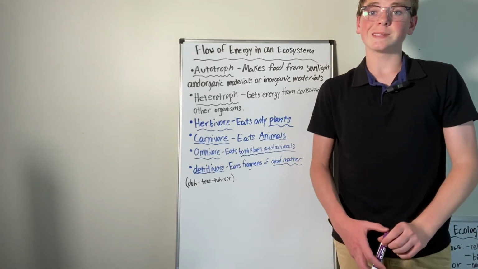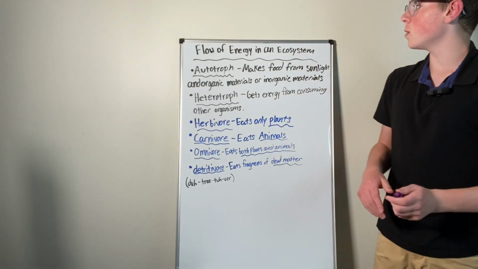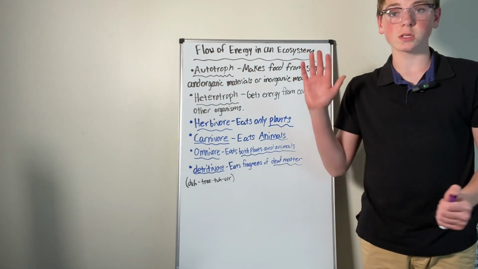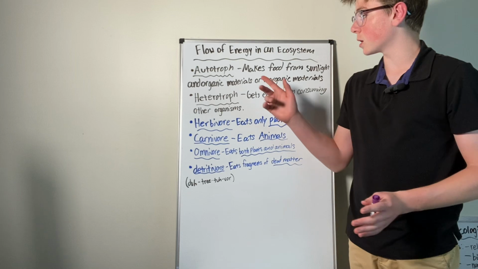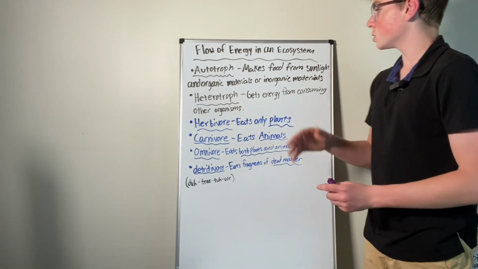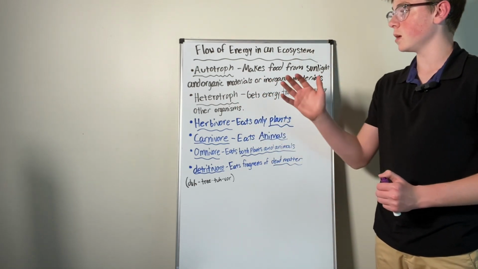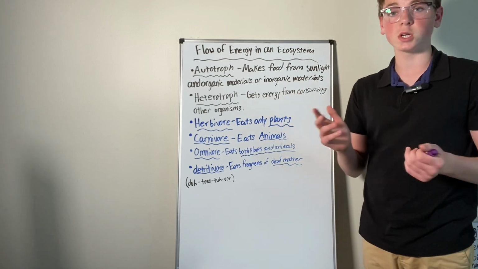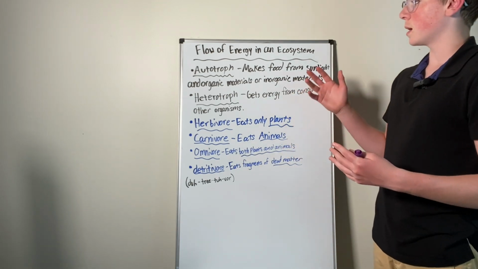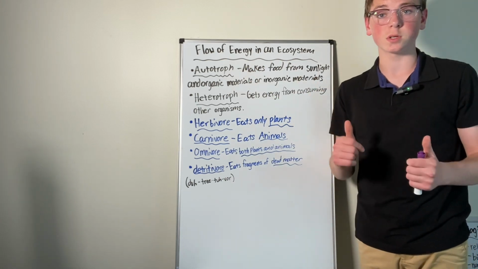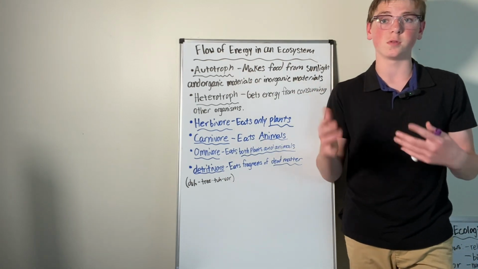I am Xavier Smith, and today I'm going to talk about the flow of energy in an ecosystem. So let's start with our organisms. We start with the two broad categories, autotroph and heterotroph. An autotroph makes food from sunlight or just inorganic materials like sulfur. And these autotrophs are our producers. They are the bottom level of our food chains, food webs.